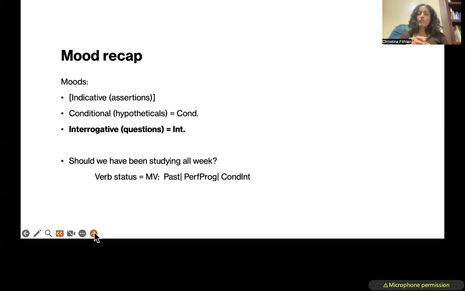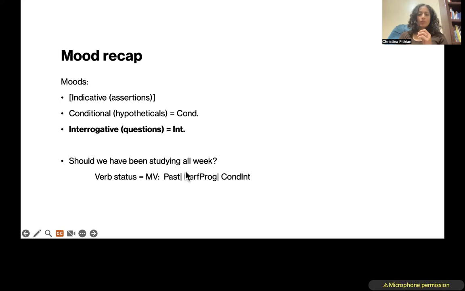The other thing I want to emphasize, and I did put this in announcements, is the introduction of the interrogative mood with questions. So we've talked about moods before, the main one being indicative mood. That's for assertions. Now, we don't mark that on our tree because most sentences are indicative. However, we do mark conditional mood, COND, and then we're going to add interrogative mood for questions. We're going to write that as INT. So if you have a sentence like, should we have been studying all week? Question mark. Then the verb status is going to be written like this: past, perfect, progressive, conditional, interrogative. So we can add the interrogative.